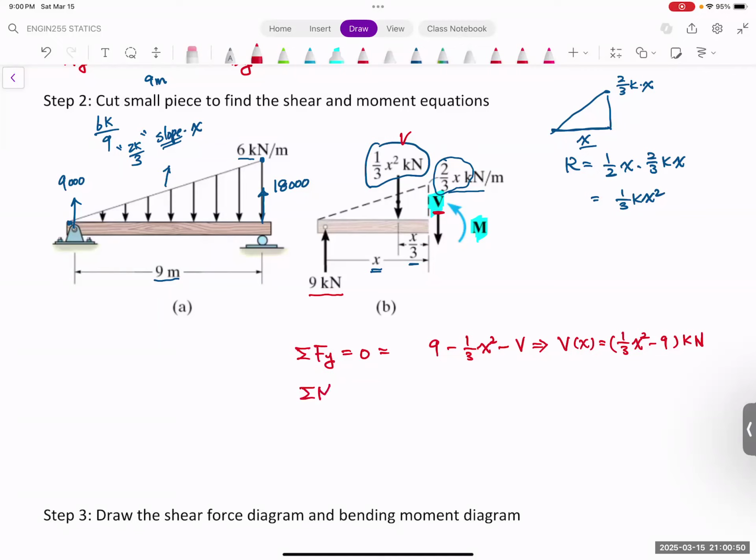We do summation moment, and we can pick any point. Let's just pick the point A, equal to 0, and we make this direction positive. And we will have this resultant force create a moment which is clockwise, so it is going to be negative 1 over 3 x squared k, and it has to be multiplied by a lever arm. The lever arm is not x, it's this much, which will be 2 over 3 x.